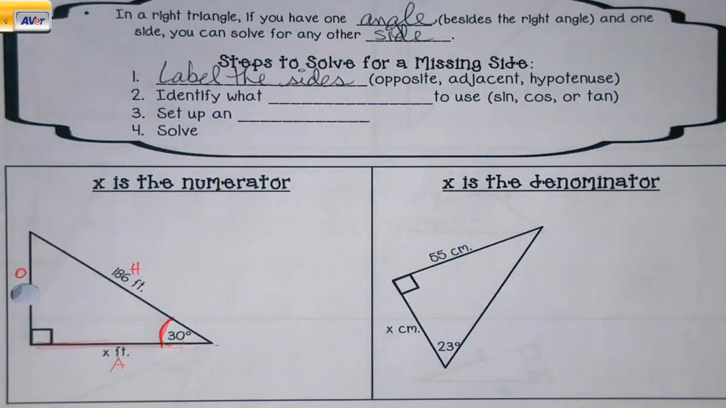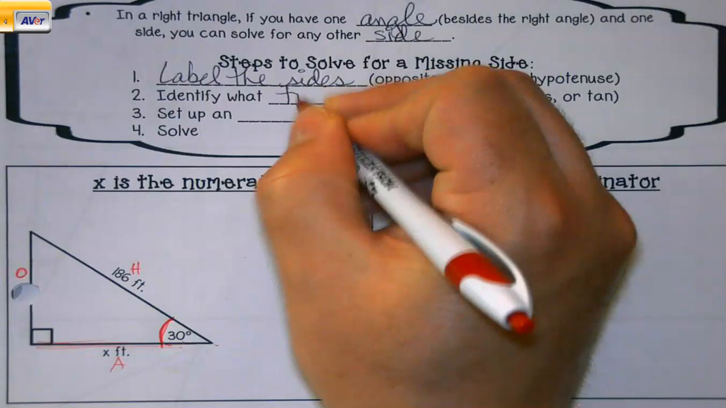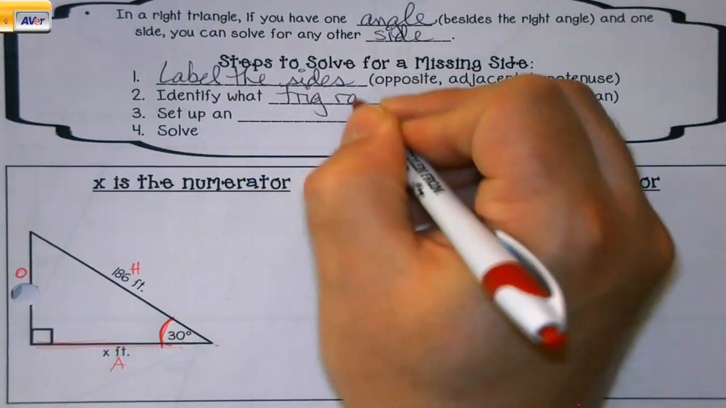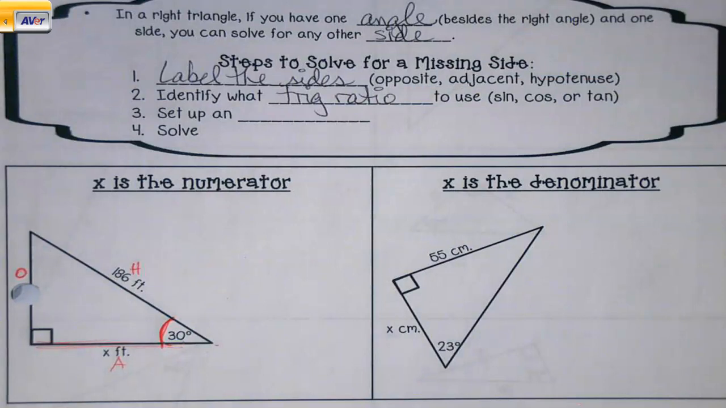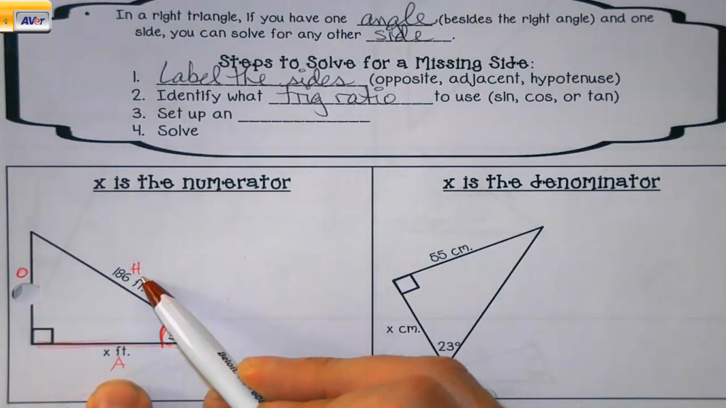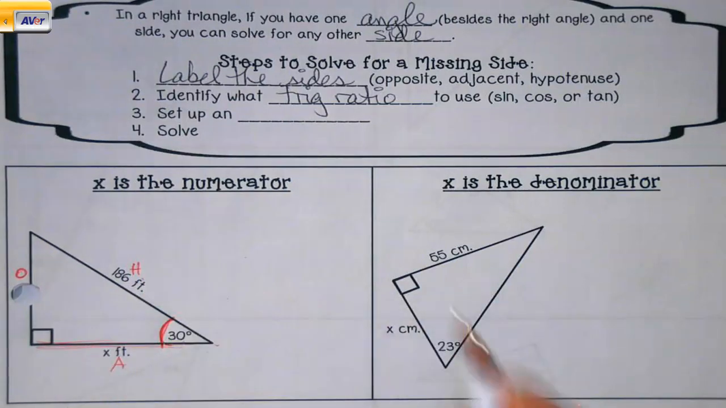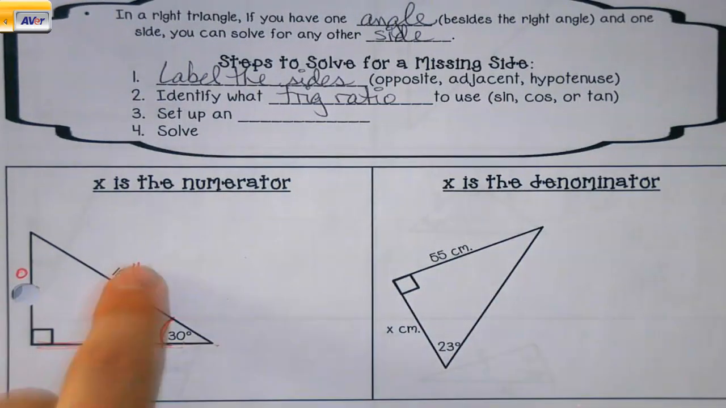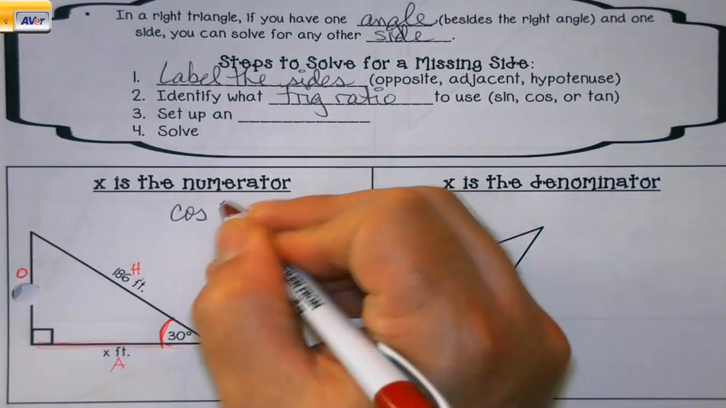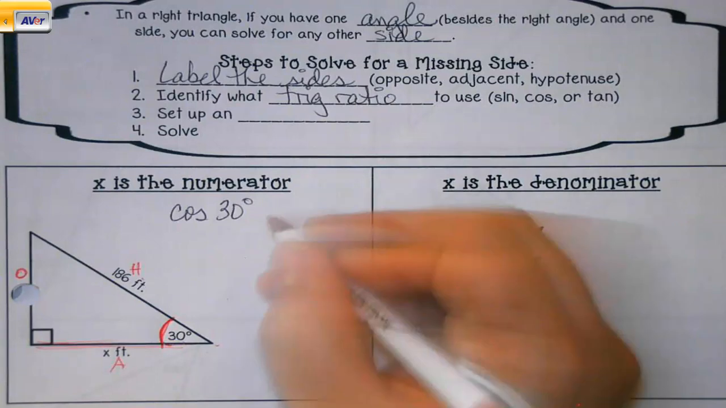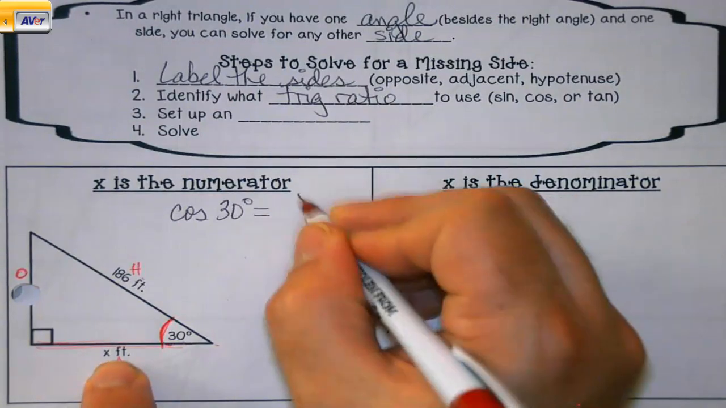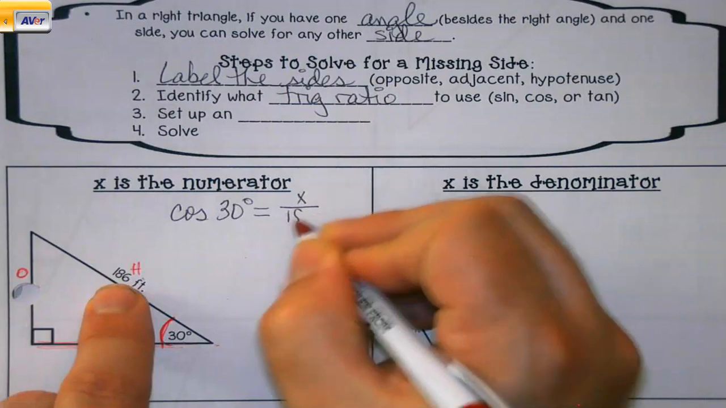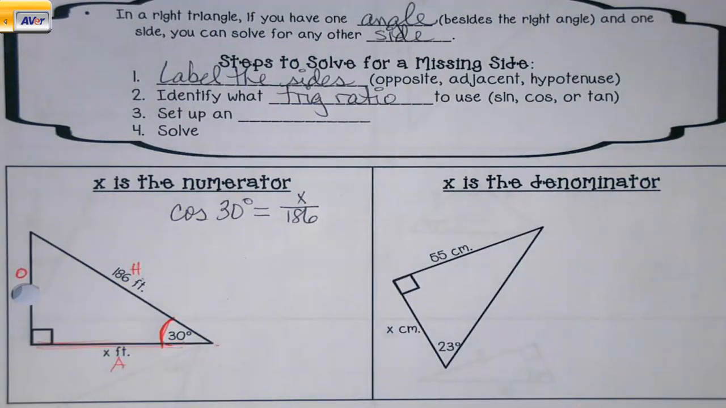Then identify what trig ratio you're going to use. Am I using sine? Am I using cosine? Am I using tangent? Well, here I've got adjacent and hypotenuse. So if I need to look, I can look at my front page, or I put the initials up there for them on the front. Adjacent and hypotenuse would be cosine of 30 degrees is adjacent over hypotenuse. And my job is going to become to get x alone so I can know what the value is.